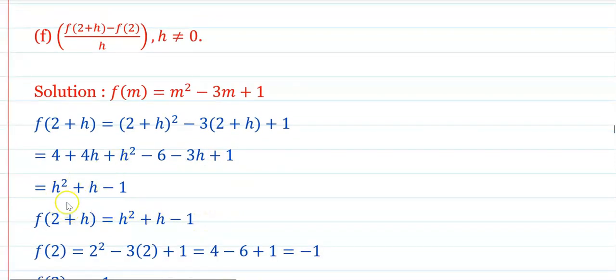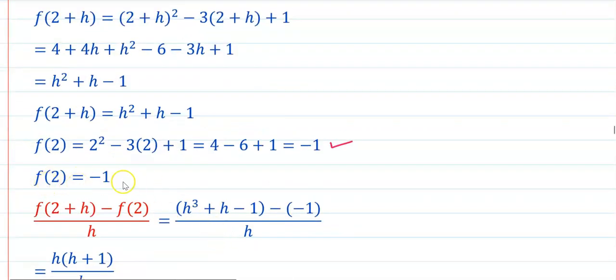And hence you will get h square plus 4h minus 3h, you will get h. Again 4 minus 6 minus 2, minus 2 again plus 1, म्हणजे किती आहे तर minus 1. And hence f of 2 plus h is equals to h square plus h minus 1. f of 2 is equals to 2 square म्हणजे 4 minus 3 into 2 plus 1. 4 minus 6 plus 1, overall you will get minus 1. This is the value of f of 2.